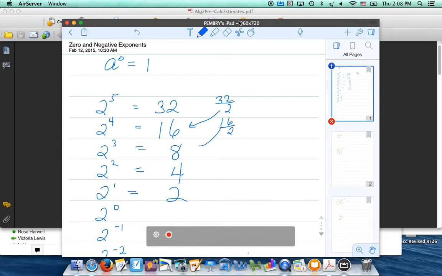16 divided by 2 is 8. 8 divided by 2, 4. 4 divided by 2, 2. So to follow this pattern, the next number, which would be 2 to the 0 power, should be whatever 2 divided by 2 equals, which of course is 1.